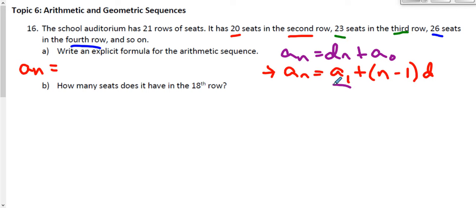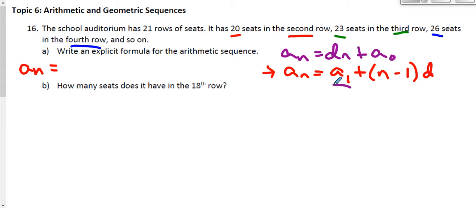but if we take a look at what they've given us, the first term should be the number of seats in the first row. They haven't given us any information about the first row. They've given us the second, the third, and the fourth. So I can use the information about the second, third, and fourth in order to find the pattern so that I can go backward to find how many are in the first row.